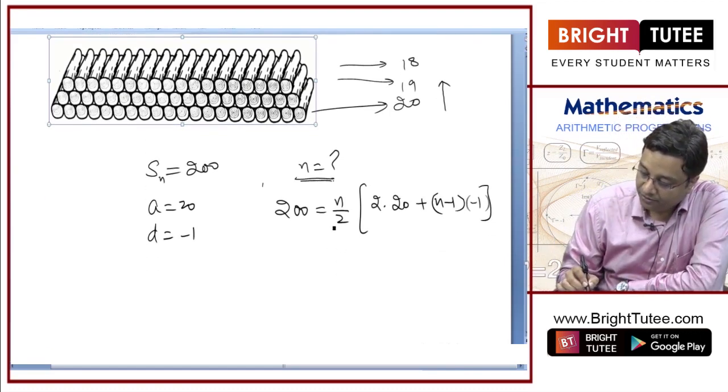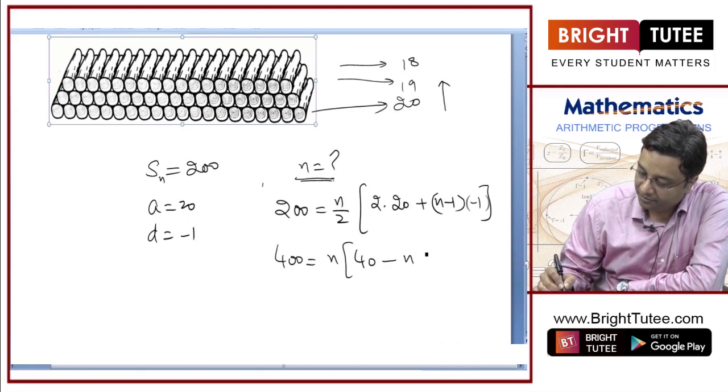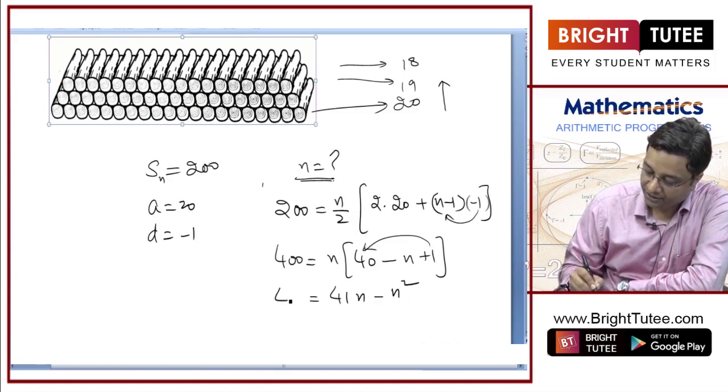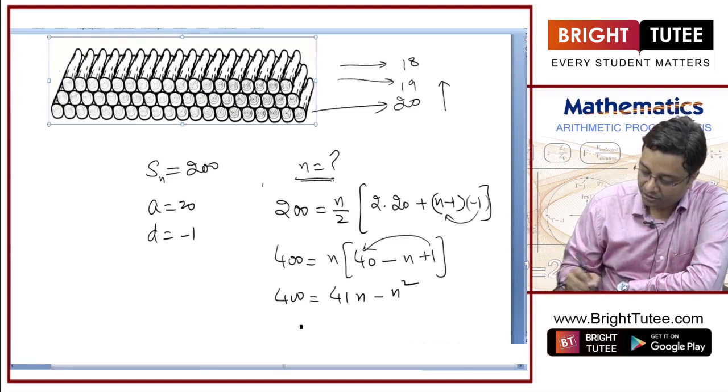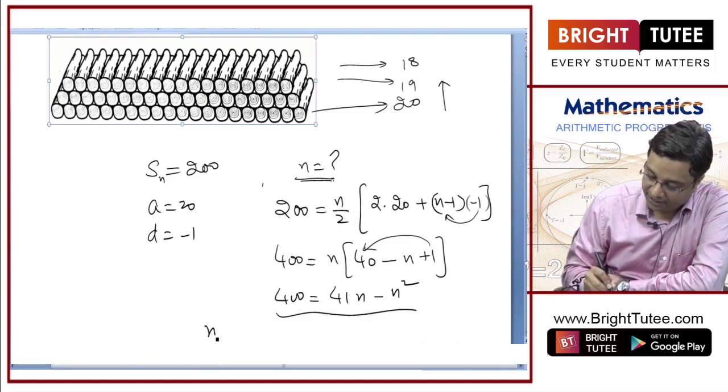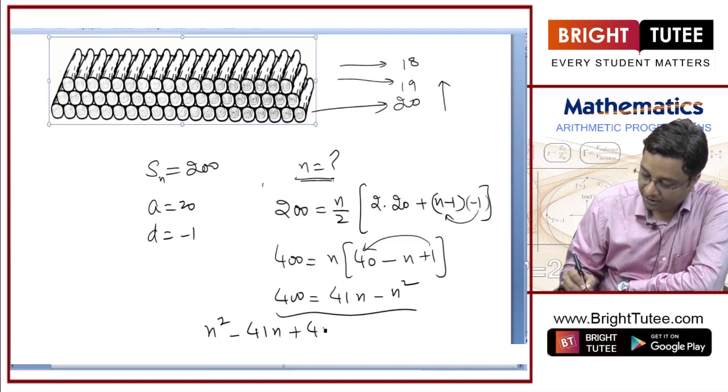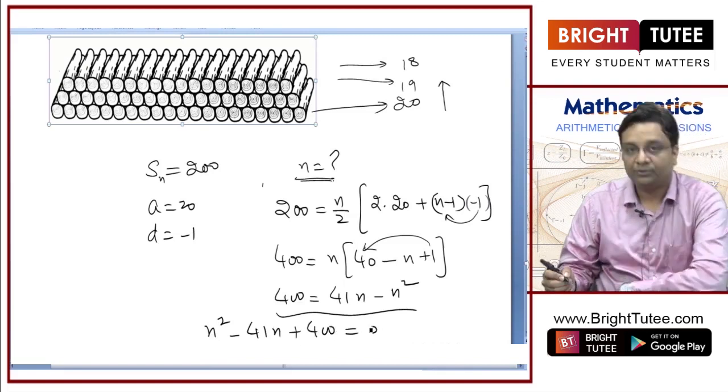If I multiply this 2 here, it will be 400 equal to n into 40 minus n plus 1, right? I multiplied this minus 1 here. So it will be equal to 40 plus 1, 41 n minus n squared equal to 400. So this is a simple quadratic equation, n squared minus 41n plus 400 equal to 0.